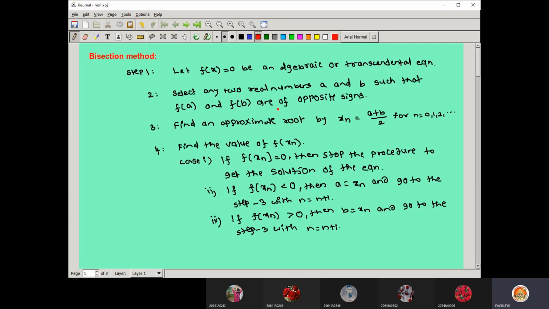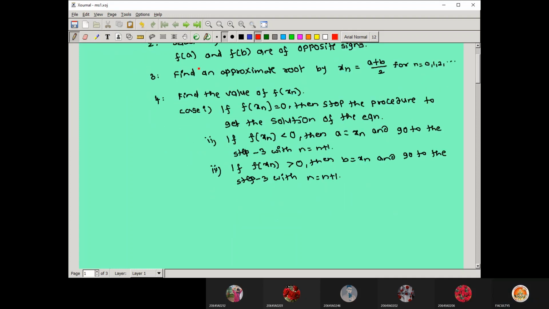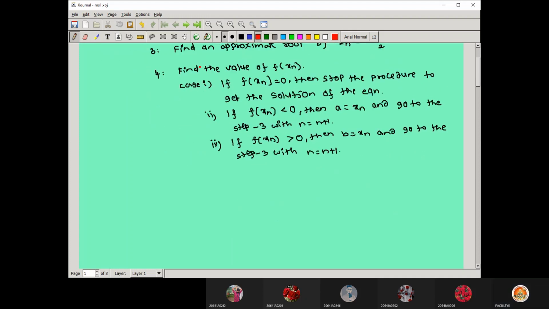Even in the last class, we took certain problems and I gave one problem as homework. Have you got the answer for that? x cube minus 4x minus 9. Have you got the answer? Shall I take one more problem so that you can understand the complete procedure?